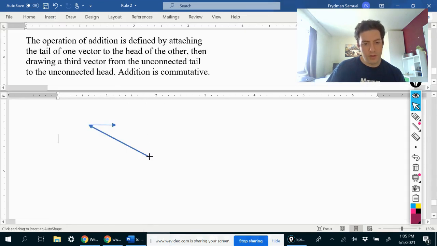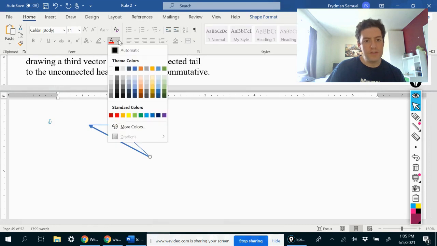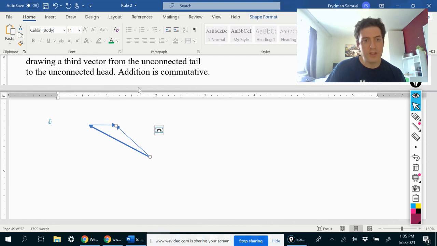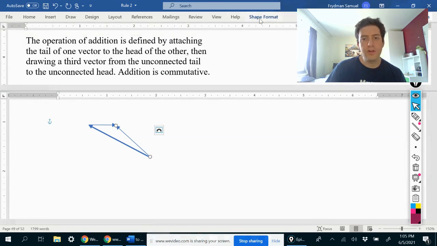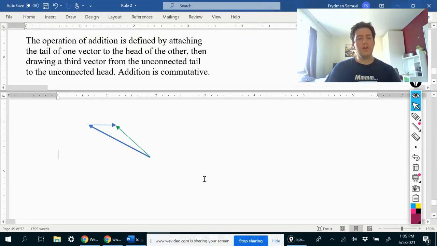And I'm gonna draw it in green. I'm gonna just change that to green. In this video, I'm gonna have the sums, or sometimes the differences, written in green, drawn in green. Okay, so this vector over here is considered to be the sum of these two vectors. All right, so that's how you add vectors together.